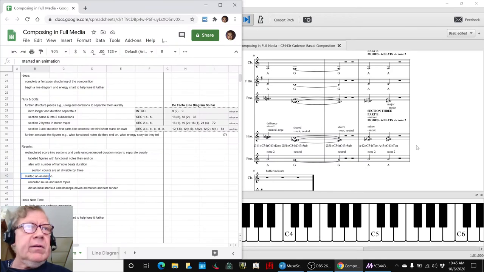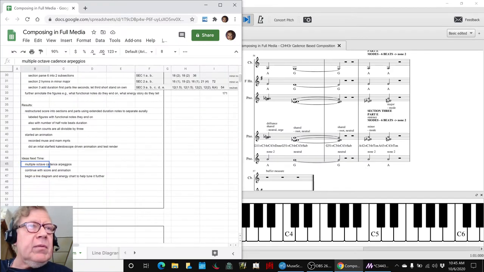So that concludes today's stream. Our ideas for next time are to work with multiple octave cadence arpeggios. Because we have French horn way down here and contrabass way down there and piano up here, we're already getting a 2-octave spread. So what if we took the cadences and played them way up there and see what that sounded like?